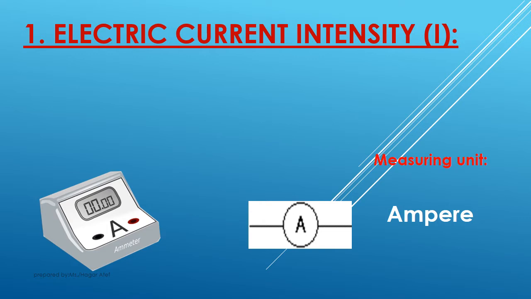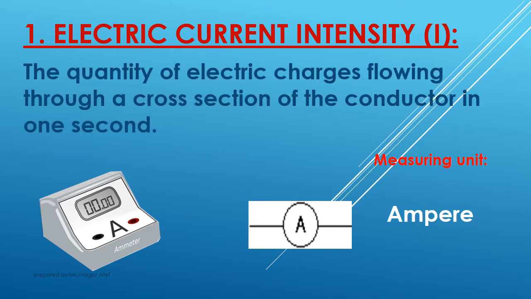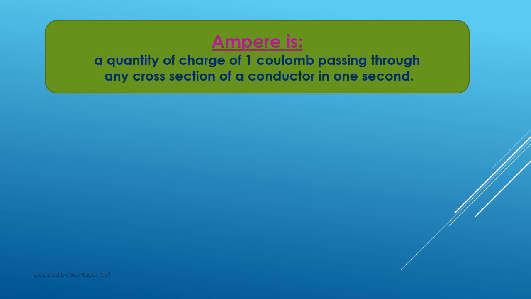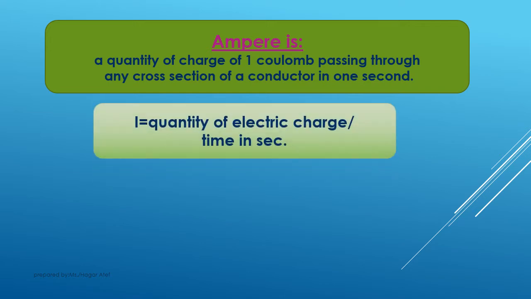Number one, electric current intensity. Electric current intensity is the quantity of electric charges flowing through a cross section of the conductor in 1 second, measured by an ammeter. Symbol is I, and measuring unit is ampere. Ampere is a quantity of a charge of one coulomb passing through any cross section of a conductor in 1 second. So, electric current intensity I equals quantity of electric charge Q divided by time in seconds.